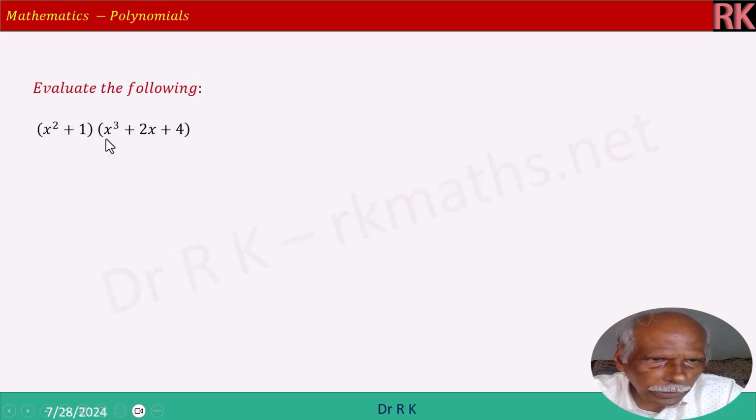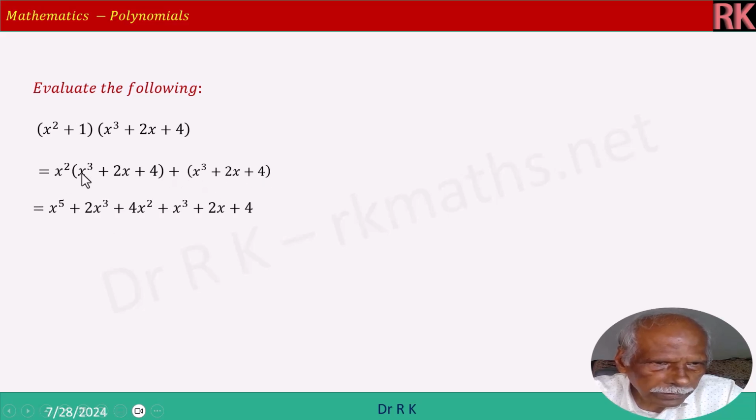(x squared plus 1) into (x cubed plus 2x plus 4). So I take x squared and multiply by each term, and then I take plus 1 and multiply by each term. Therefore it remains as it is. So x squared into x cubed is x power 5, x squared into 2x is 2x cubed, x squared into 4 is 4x squared, plus x cubed plus 2x plus 4.